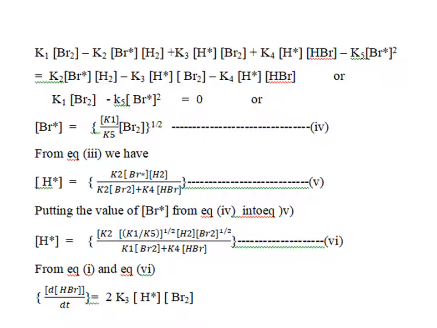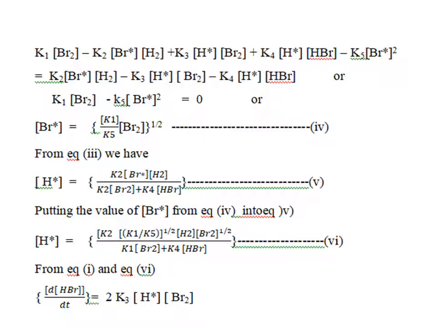This is equation number 4. From equation 3 we have H star, that will be equal to K2 into concentration of bromine radical into concentration of hydrogen over K2 into Br2 plus K4 into HBr.